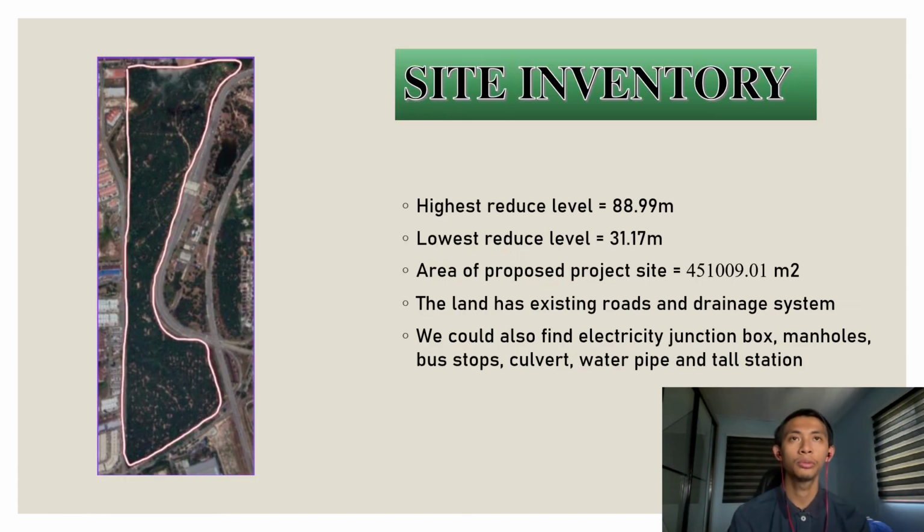So for the site inventory, we have obtained information of the site, such as the location and topography, for the purpose of the project site inventory. The highest reduced level is 88.99 meters and the lowest reduced level is 31.17 meters, and the area of the proposed project site is approximately 451,009.01 square meters. The land has existing roads and drainage system, electricity junction board, manholes, bus stop, culvert, water pipe, and a toll station could also be found on the proposed plan.